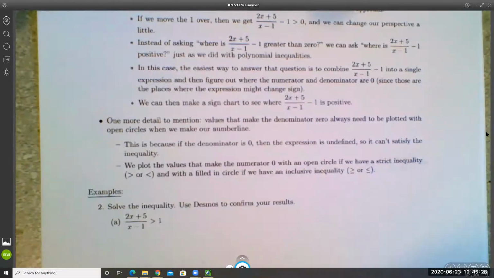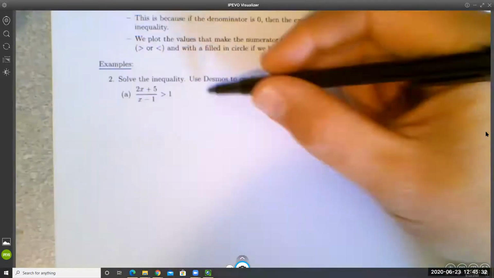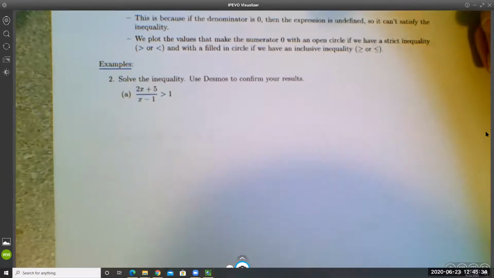Okay, so let me walk you through a couple examples. I haven't been using Desmos to confirm my results, but you can do that on your own if you like. I think I will maybe later on within the next couple pages. But anyway, let's solve this inequality.